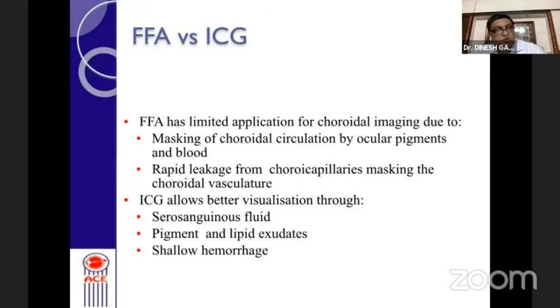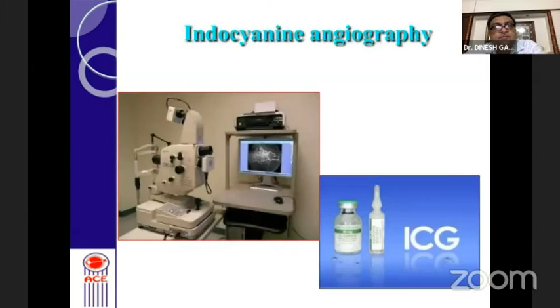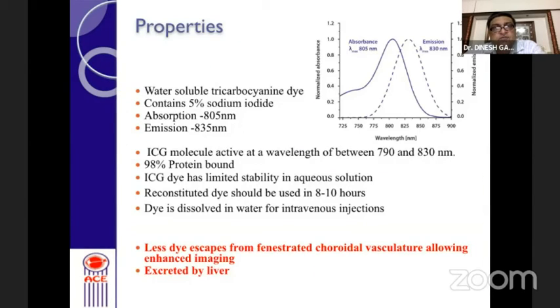Between fundus fluorescein angiography and ICG, there are certain limitations of FA, like masking of choroidal fluorescence by ocular pigments and rapid leakage into the choriocapillaris, which masks the choroidal vasculature. So ICG gives better visualization in those situations and is important for choroidal studies. And you need an infrared filter in the camera for that.